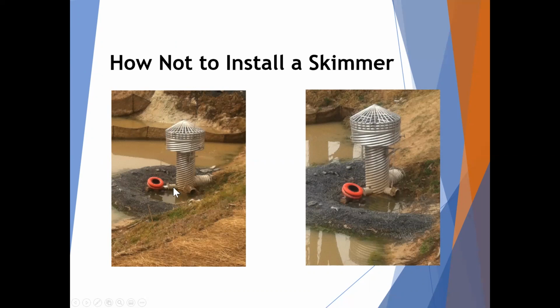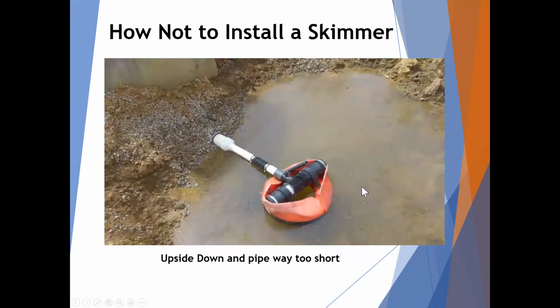Anyway, lots of things that the contractor did wrong here. On our new model, we've seen a couple of times where they've actually been installed incorrectly. This one, they twisted it upside down. I'm not sure how they managed to do that, but obviously they didn't install the pipe long enough. Several different things they did wrong here.